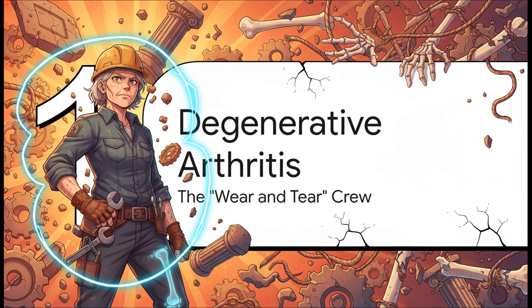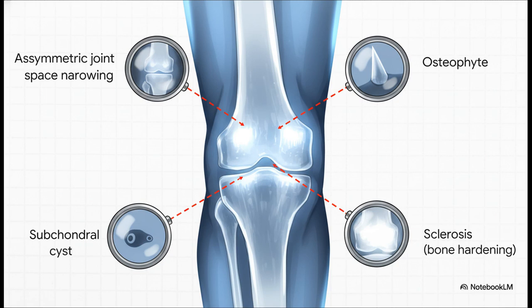All right, let's jump into the first family. This is the one you've probably heard of the most, degenerative arthritis. You can just think of this as the wear and tear crew. It's what happens from mechanical breakdown, a lifetime of using our joints. And the main player here, the big one, is osteoarthritis, or OA for short.